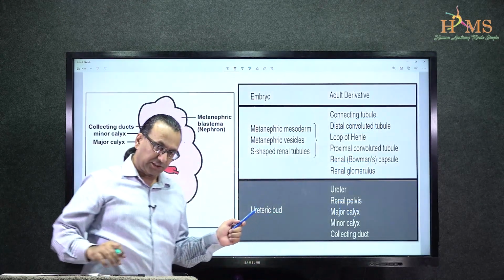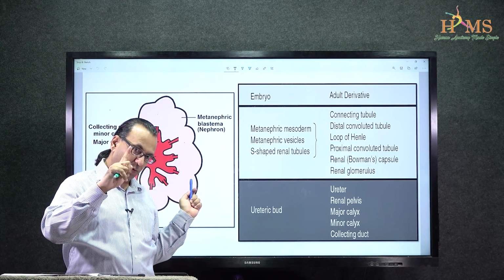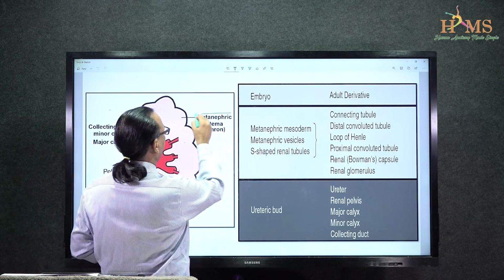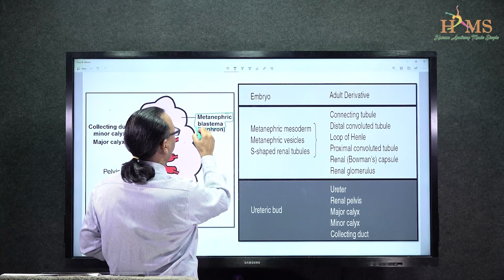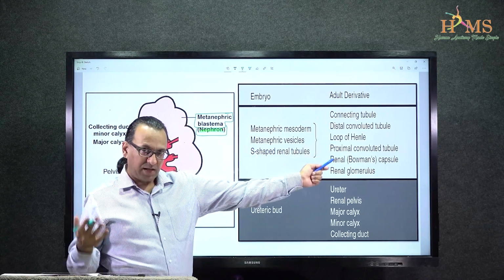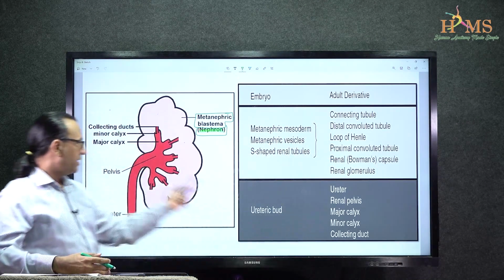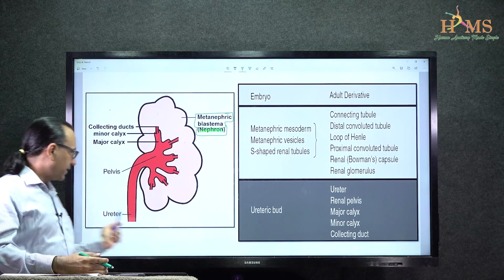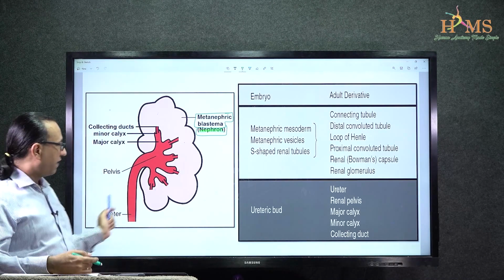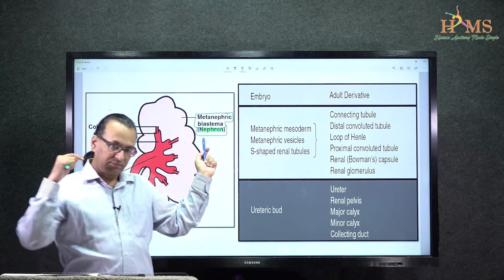So, as we mentioned, kidney has 2 parts. One is excretory portion and one is the collecting portion. The excretory portion comes from the metanephric blastema, which will form the components of nephrons. You can see that here. Plus, if you are talking about the collecting system, then it will come from the ureteric bud, and ureteric bud, at least 5 derivatives we need to memorize. But first you have to look at the true kidney on the metanephric blastema forming the nephrons here.